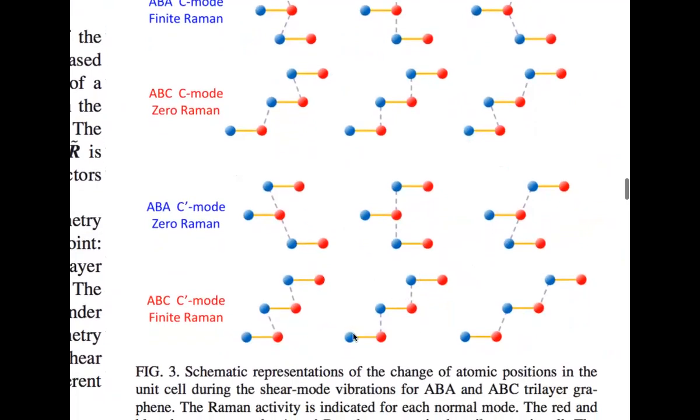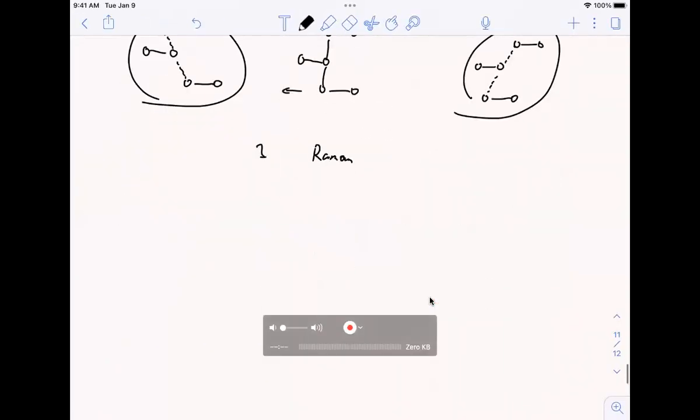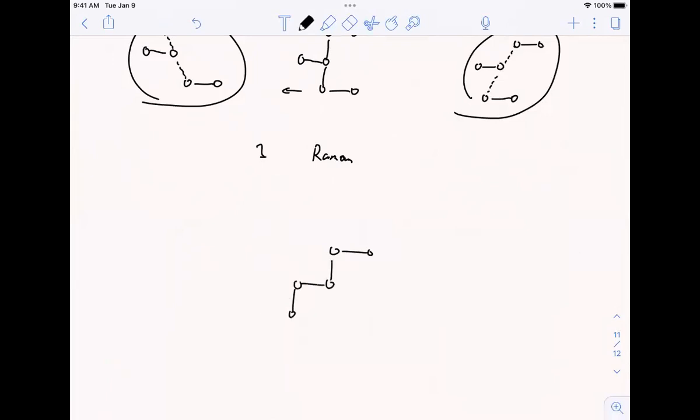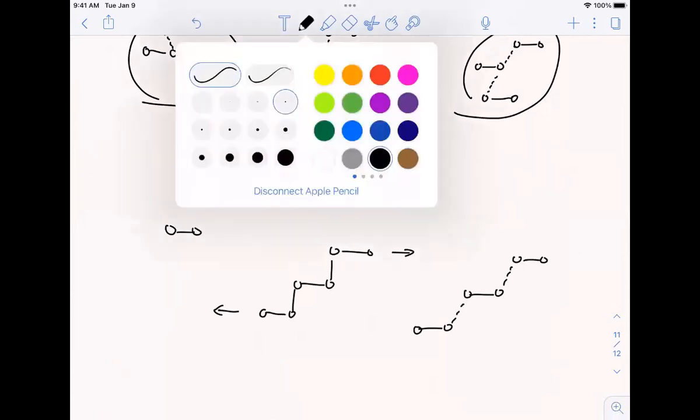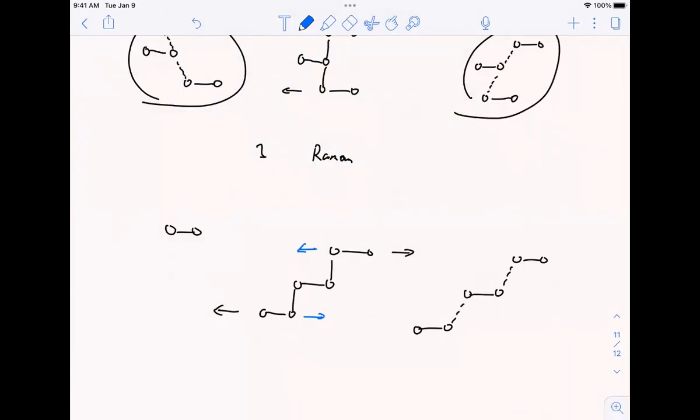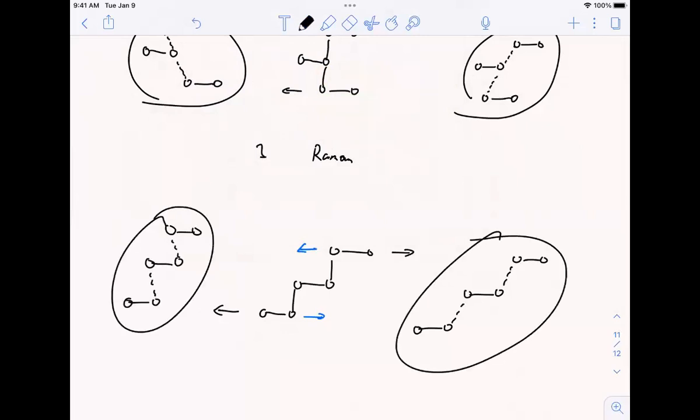Okay, let's look at this one. Let me draw it again. You have this, this. So this will go this way, this will go this way. If you go this way, then you have this, you just stretch it. But when you go the other way, then this one will be like this. So certainly this one and this one look different, right?